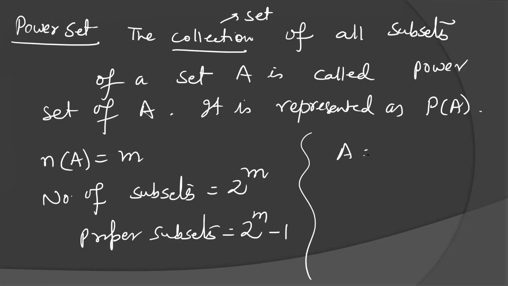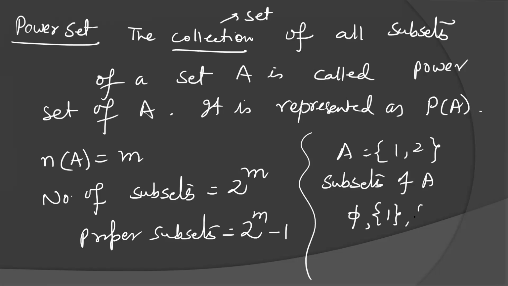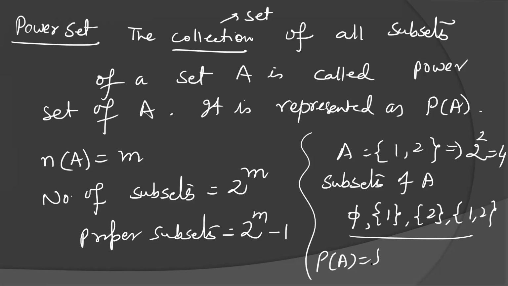Suppose you have a set A with the elements 1, 2. What will be the subsets of A? The null set is always a subset. We take single elements, 1, then 2, then 1, 2. So these are the subsets. If you have 2 elements, the number of subsets will be 2 squared, meaning 4. What will be the power set of A? We just collect them, using curly brackets. So this is the power set of A.